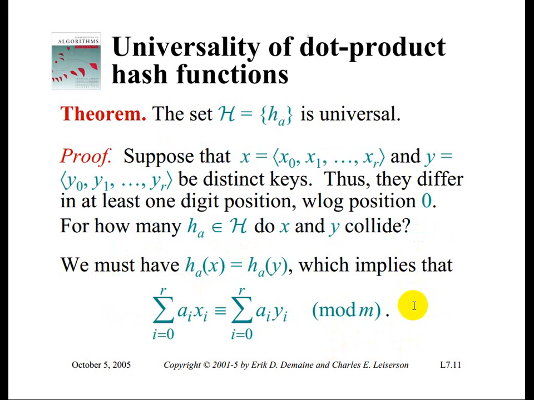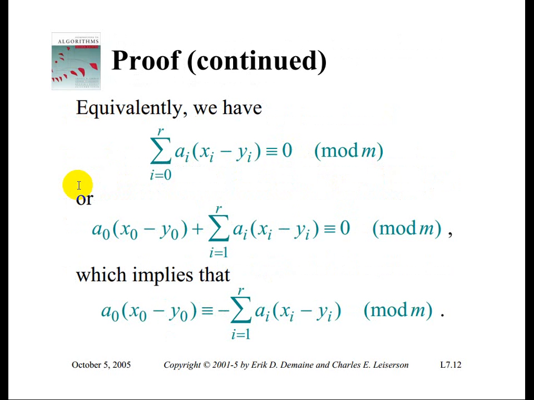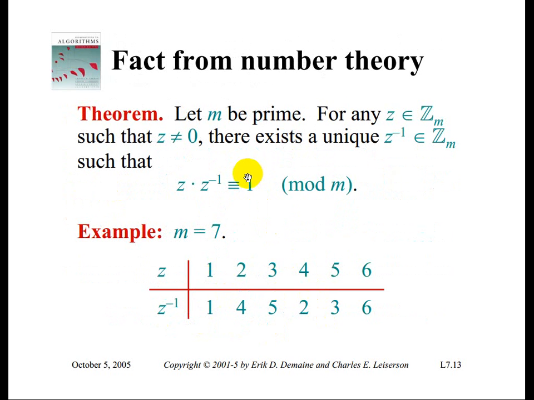So I hope this is still clear. In this case, we are saying that they differ by at least one position, and we are assuming that position is 0. That x0 and y0 are not the same, because since they are distinct, they should differ by at least one. So you take this to the right side, and now from number theory, this is important. Let m be prime. For any number z in Z of m such that z is not equal to 0, there exists a unique number z prime such that z times z prime is equal to 1, modulo m.